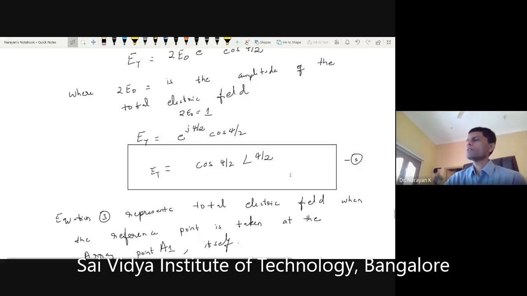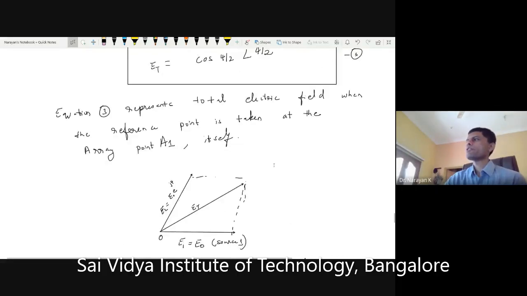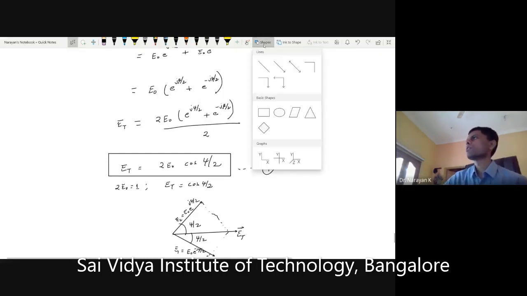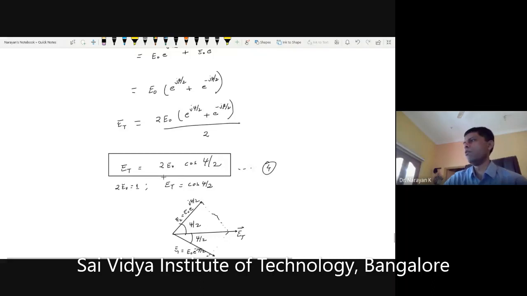Now, one major difference that you will find between your equation 3 and equation 4 is that when the reference point is taken as the center of the array, you don't get this extra phase angle psi by 2. So 2 E naught is the amplitude. If 2 E naught is equal to 1, like the previous case, I'll get E total equal to cos of psi by 2.